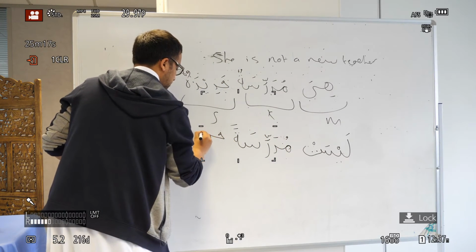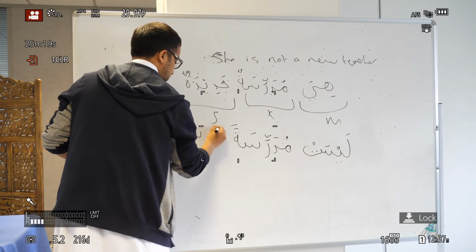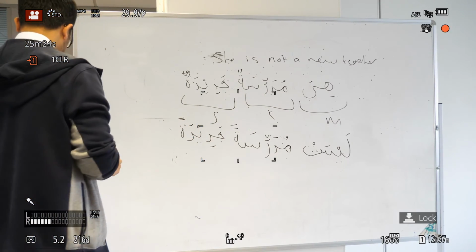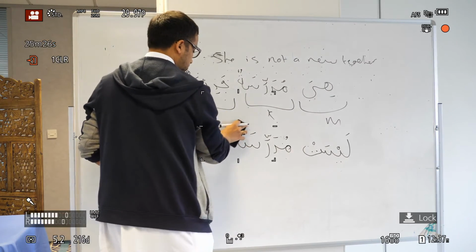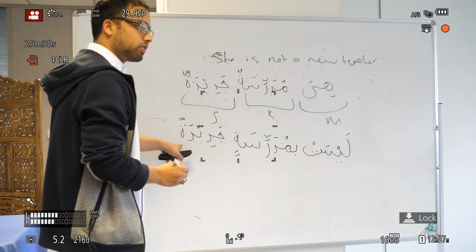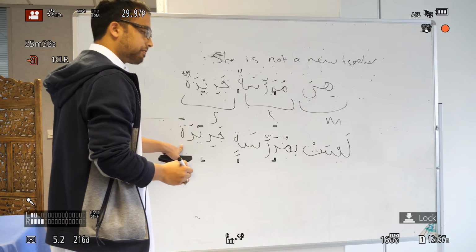Mudarrisatan jadida. Jadidatan. Okay, now what's the other way of saying it? So add a bar to this. Bi mudarrisatin. What's going to happen to that?